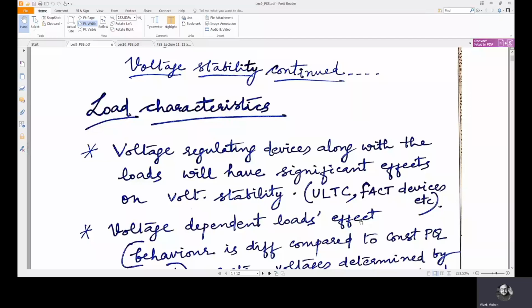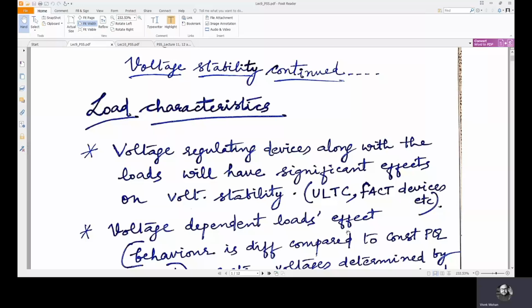We have already seen the effect of underload tap changers on voltage stability, how underload tap changers cumulatively affect the voltage drop. Now, in addition to this, we have several load characteristics. It is important to note that modeling a particular load for stability analysis is very important. It's significant to model it properly or accurately so that our analysis is more realistic.